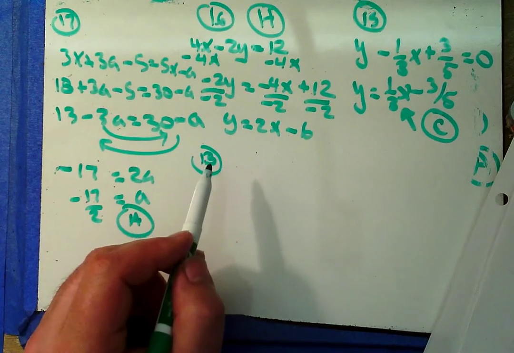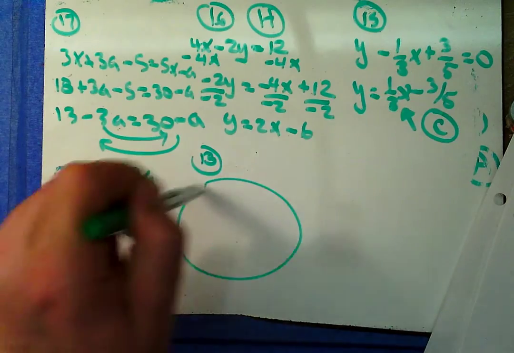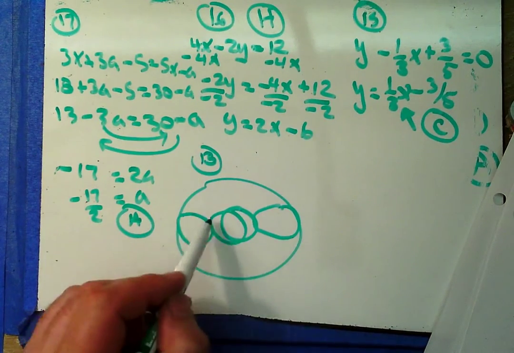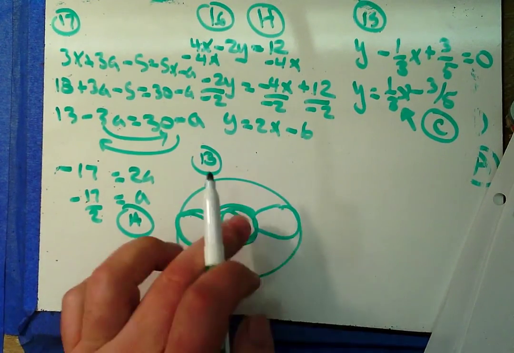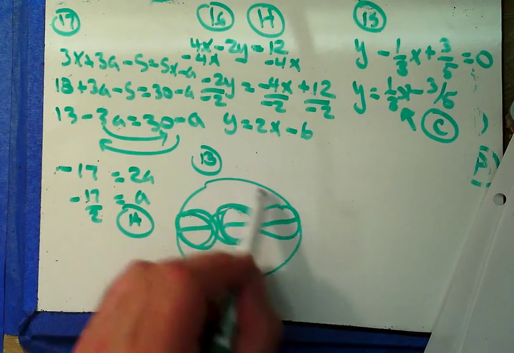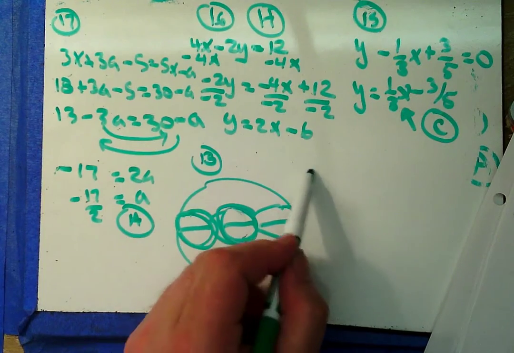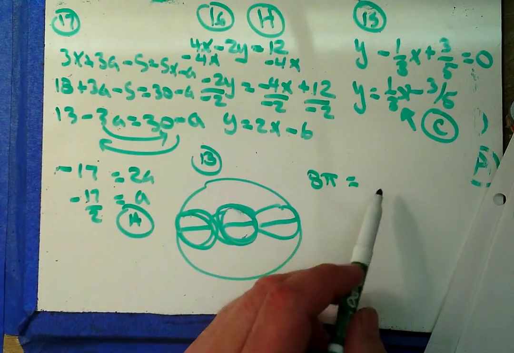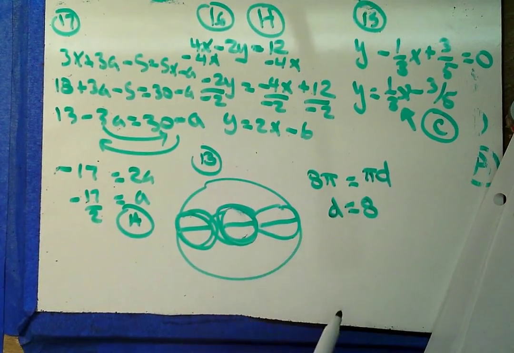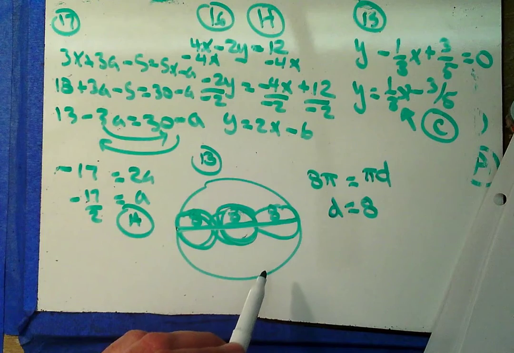18 says you've got a bunch of circles inside of the big circle, and I need to draw a little larger. There we go. Okay. Diameter, diameter, diameter. If I add up these three diameters, I have the diameter of the big circle. The circumference of the small circle is 8 pi. Well, we remember that the formula for circumference is 2 pi r, or pi d. So I know the diameter of the small circle is 8. This is 8. This is 8. This is 8. The total diameter for the big circle is 24.